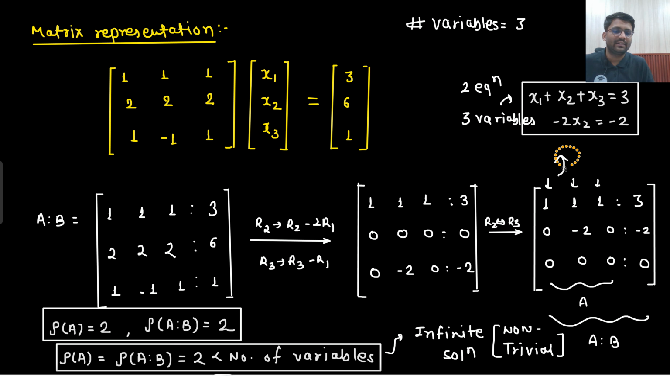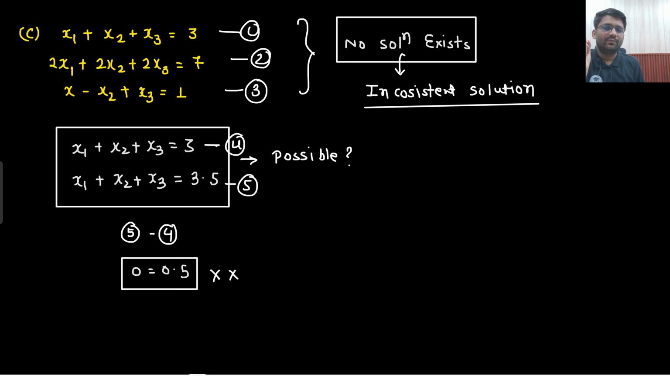So everything you can relate with the equations only. You don't need to mug up any results. 2 equations, 3 variables: effectively we are having 2 equations and 3 variables. What does that mean? That means one free variable. Understandable? So this is the second system of equations we saw.